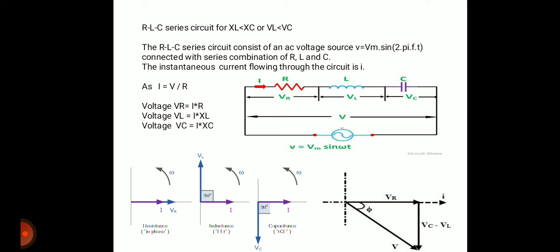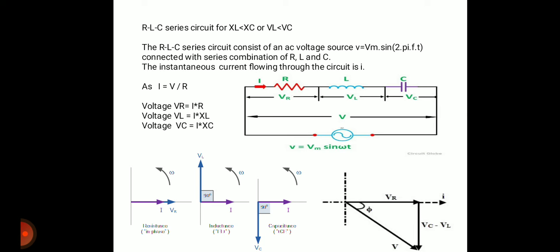So you can see the RLC series circuit. It has three components: resistor R, inductor L, and capacitor C. All these three components are connected in series. That's why it is called the RLC series circuit. One supply voltage is connected across them, which is V equal to Vm sine omega t.